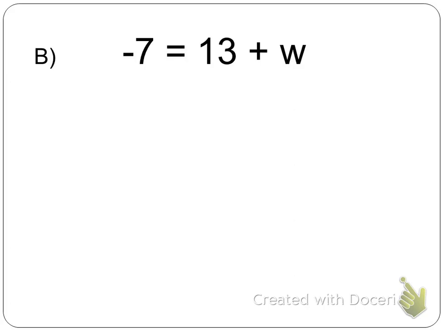So part B, for example, 1 says negative 7 equals 13 plus w. So right now the 13 is positive, or plus. How do you get rid of adding 13? Subtracting. So I'm going to subtract 13 from both sides of the equal sign. That's how we keep our equation the same, keep the expressions equivalent. What is negative 7 minus 13? Negative 20.